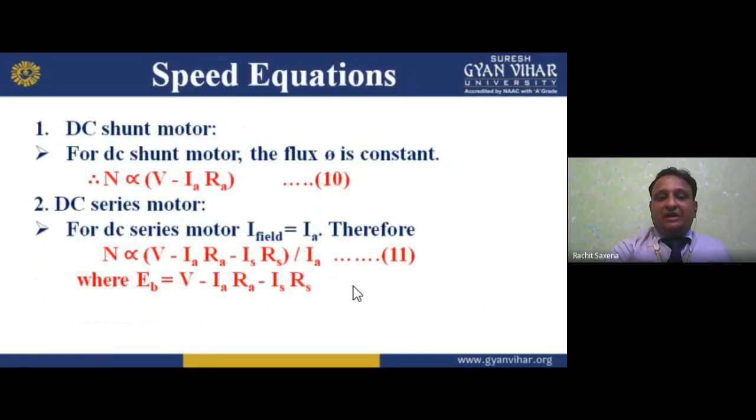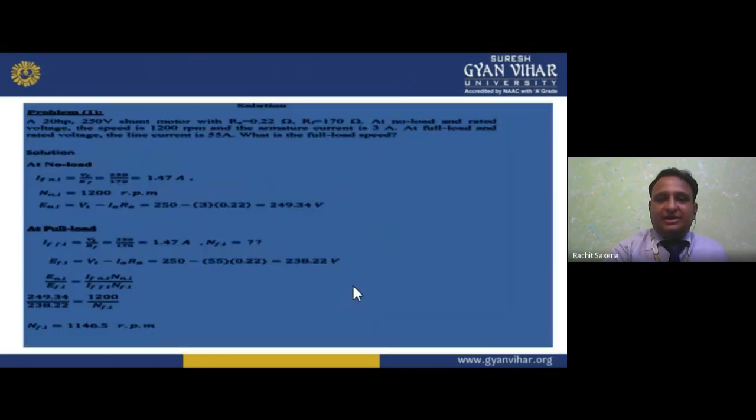Previously we calculated the back EMF, which is similar to generated EMF but has significance for the torque. Then we calculated the voltage equation, that is V equals EB plus IaRa. Then we calculated the torque for different machines, basically shunt and series. Then we calculated the speed equations. Now some numerical problems on DC motors.